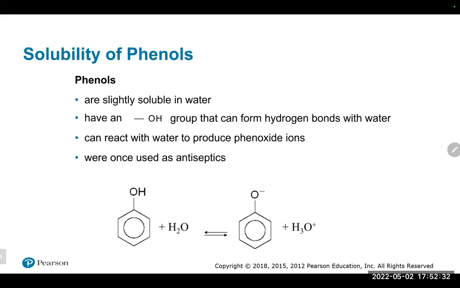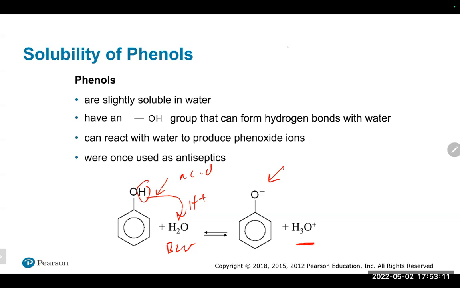Phenols, let's talk a little bit about the solubility of phenols. They are slightly soluble in water. They have that OH group, which means they can hydrogen bond with water. But they also do almost like an acid-base type reaction where this acts as an acid and this acts as a base, and that H plus, like Bronsted-Lowry, goes over there, and as you can see, makes H3O plus, and then we make this ion here, which comes off when the H plus comes off. So they're slightly soluble because of that.